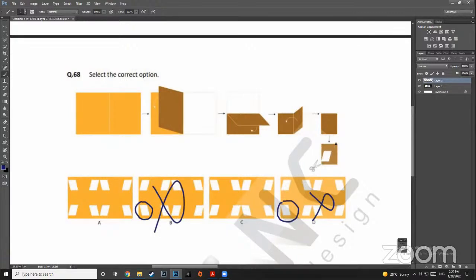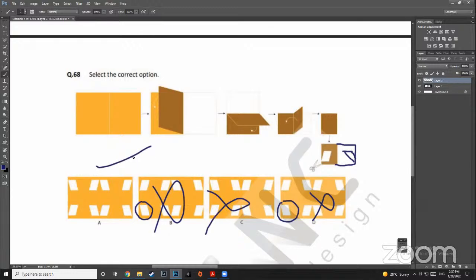And we get confused between A and C, whether it will be A or C. So if you do just one more step, we will know that in option C, it is looking like this, which is not the case. If you want a mirror image, it would be like this. So option C is also eliminated. Option A would be the correct answer.